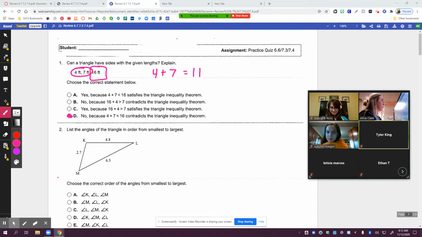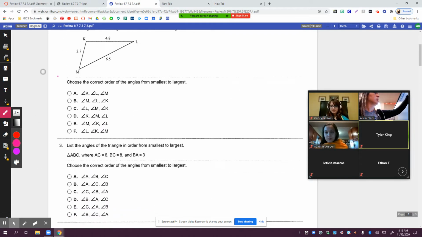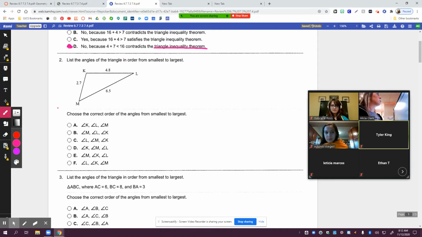What I was telling you on number one was this does not make a triangle, because the sum of the two short sides, 4 and 7, has to be bigger than the third. Since 11 is smaller than 16, it doesn't make a triangle. That's the triangle inequality theorem: those two short sides have to be bigger in order to make a triangle. So that's the first one. Now moving on to number two.